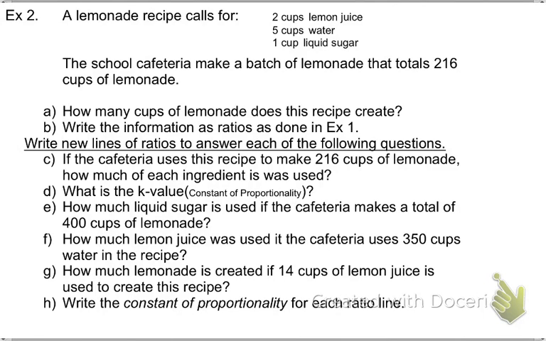Okay, so here's example 2. A lemonade recipe calls for 2 cups of lemon juice, 5 cups of water, and 1 cup of liquid sugar. If it was just granular sugar, it would evaporate or dissolve in the liquid, and then it wouldn't really add another cup. So I made it liquid sugar, guava sugar or something. The school cafeteria makes a batch of lemonade. So let's put an S there.